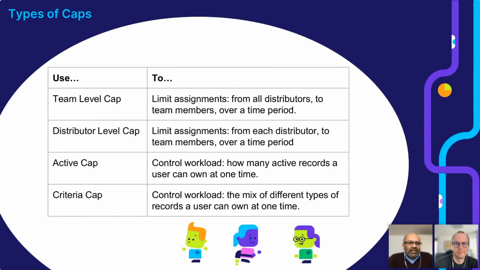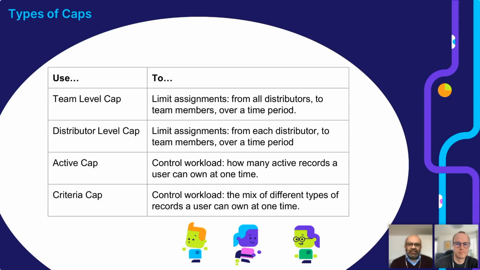We showed you the different types of capping options available in DE, including time-based caps, active caps, and criteria caps. So time-based caps allow you to set a maximum number of leads that can be assigned to a sales rep within a specific time period, while active caps allow you to set a maximum number of active leads that a sales rep can have at any given time. Criteria caps offer more advanced options for setting limits based on specific data or business rules.